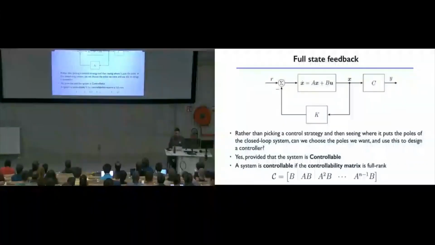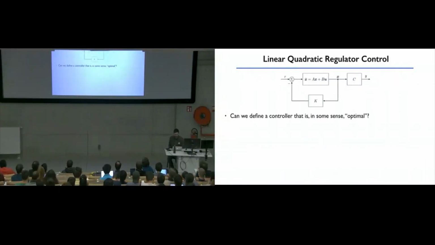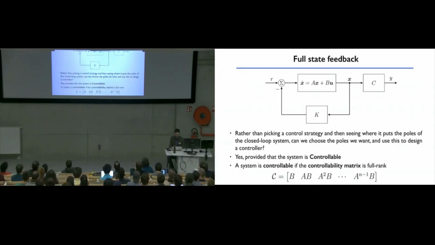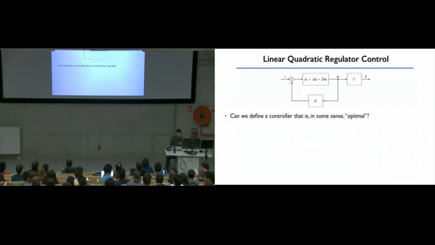But this still seems sort of arbitrary. Like, it's nice that we can do this, but we're kind of relying upon some sort of intuition or knowledge of what we want our closed loop dynamics to be to decide where we want to put our poles. So that sort of motivates the question, can we define a controller that is in some sense optimal?